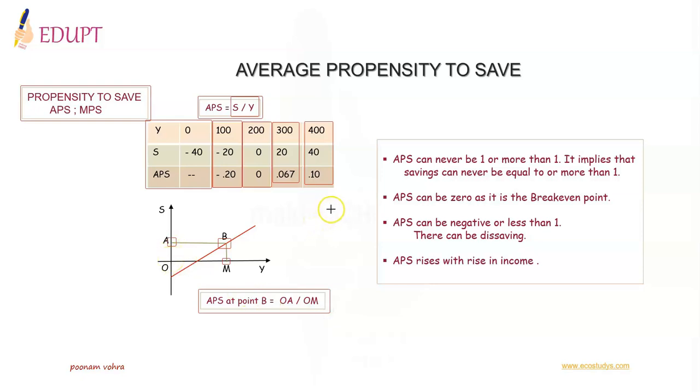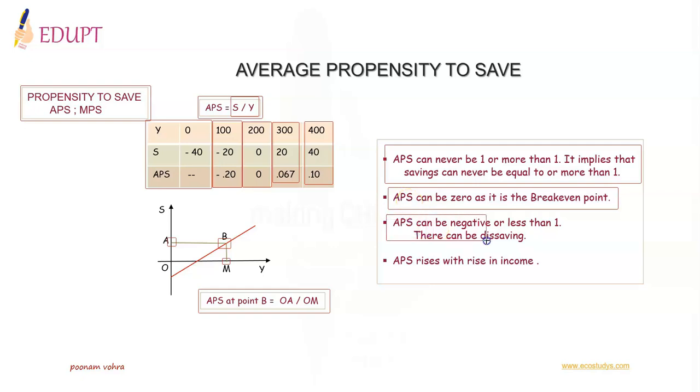So one can have observations on the basis of this numerical example that APS can never be 1 or more than 1. It implies that savings can never be equal to or more than income. Obviously, consumption has to take place. So whatever is earned, it's not that 100% is saved. Neither can it be more than that. But APS can be 0 as it is the break-even point, because this will happen when consumption is same as income earned.